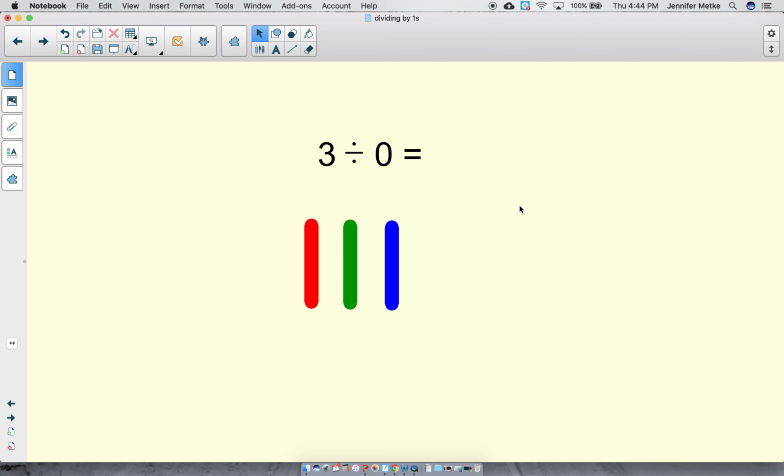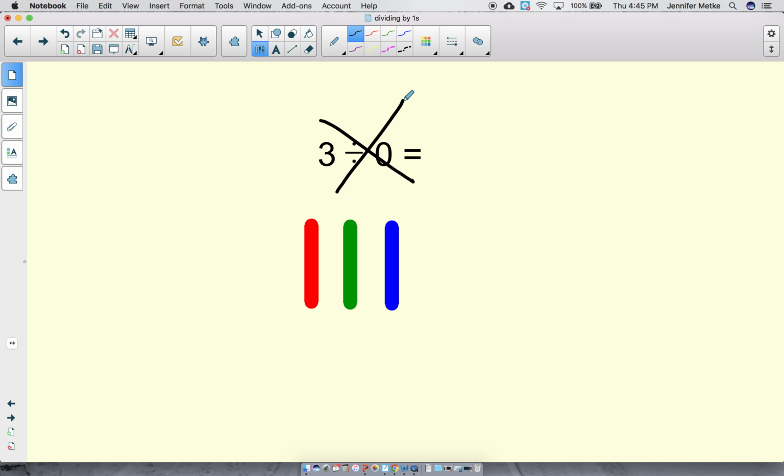Well, here's the problem with that. I can't say 0 because I don't have any boxes at this point. I can't say 3 because there are no boxes available. So this 3 is just left hanging out here. I can't do this problem. It's not possible. Since it's not possible mathematically, we can't do it. So you can never divide by 0.